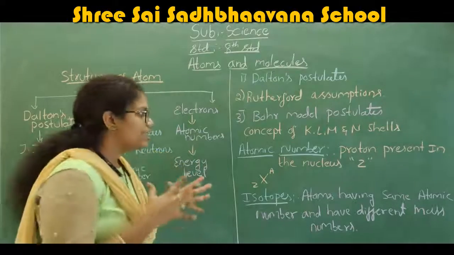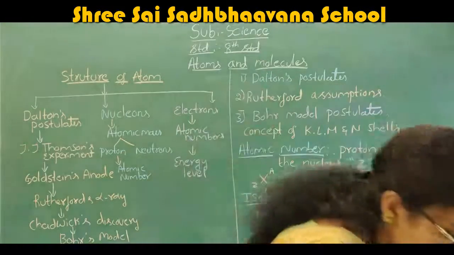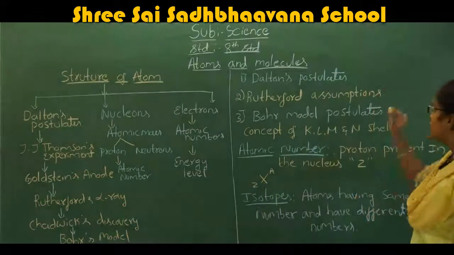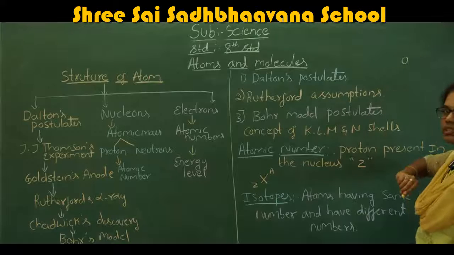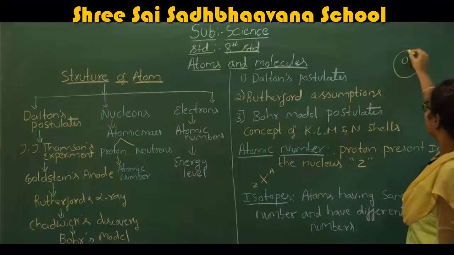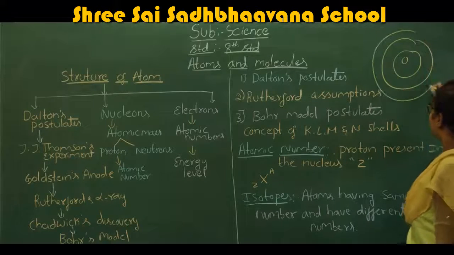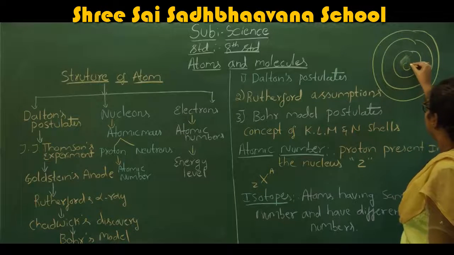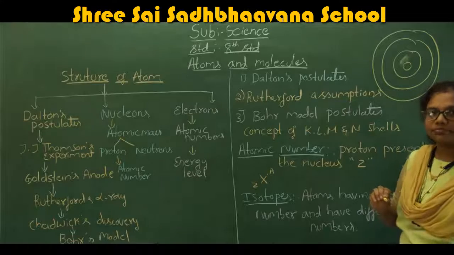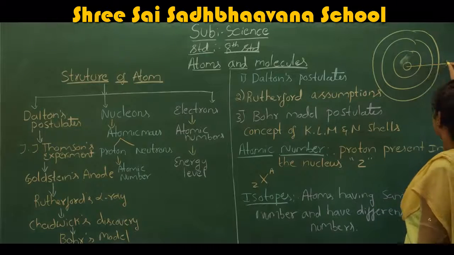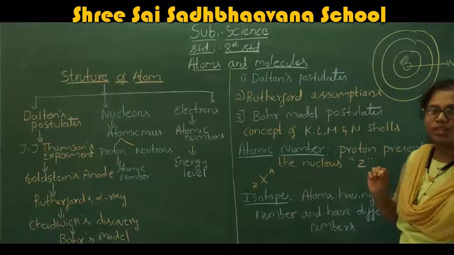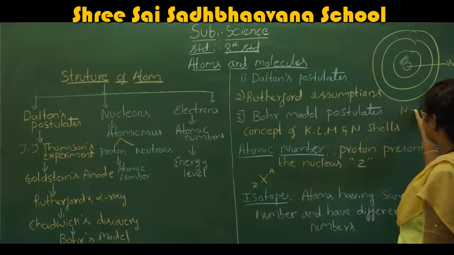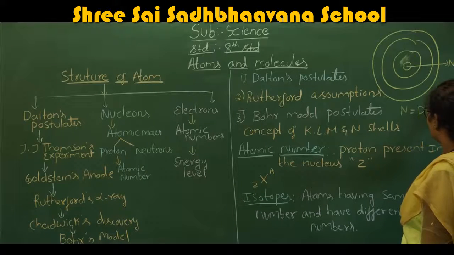Bohr explains that this is the nucleus, the center. Around the nucleus all the electrons are revolving. The nucleus should be in the center. The center part we call the nucleus. In the nucleus, the things present are protons and neutrons.